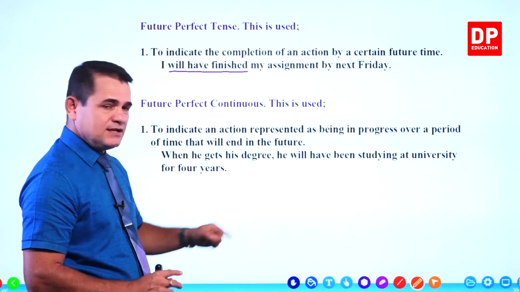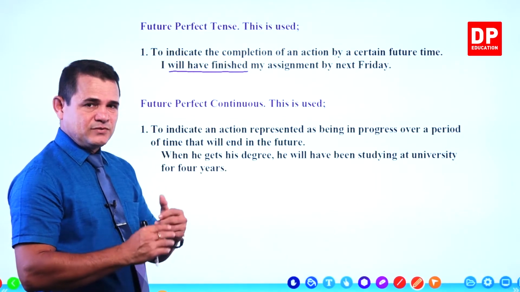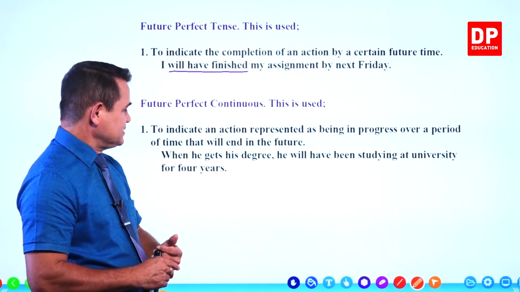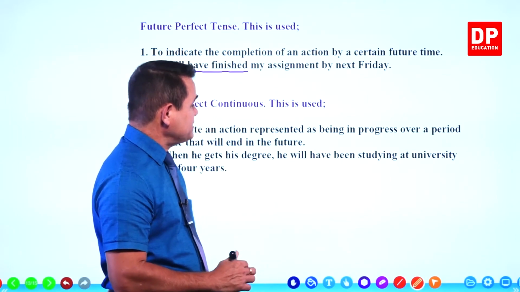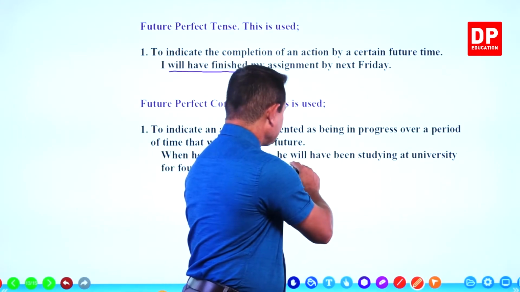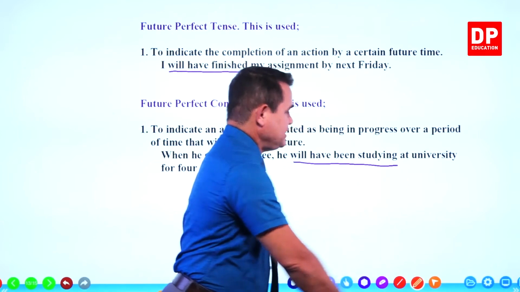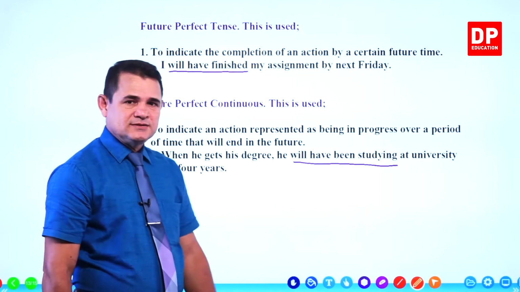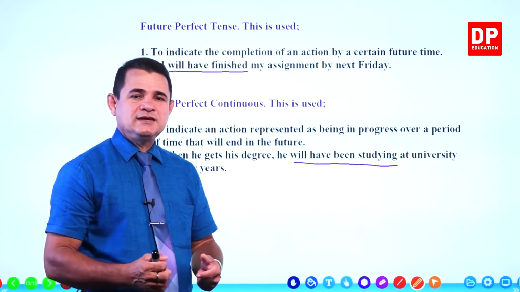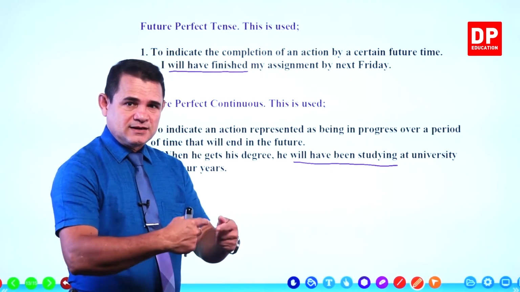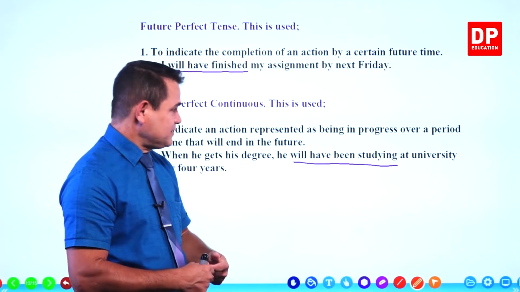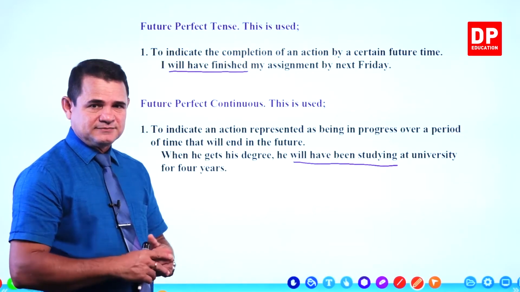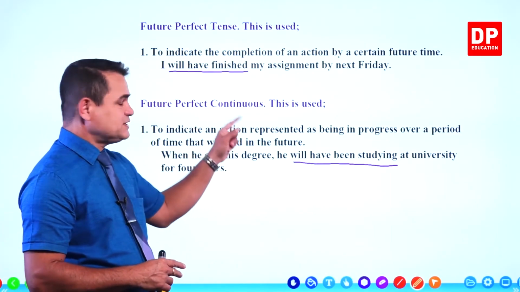When he gets his degree, he will have been studying at university for 4 years. Will have been studying, at university for 4 years. So that is future perfect continuous.